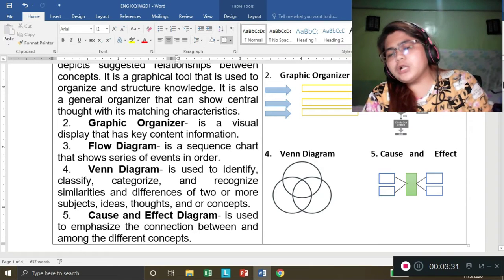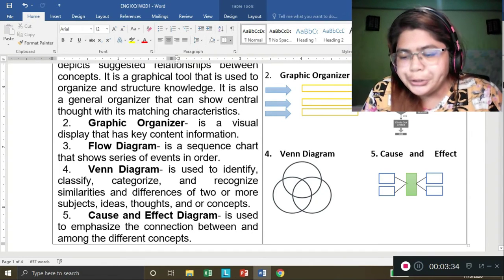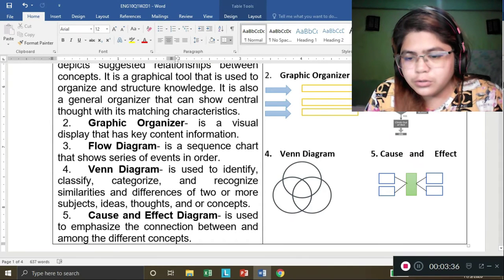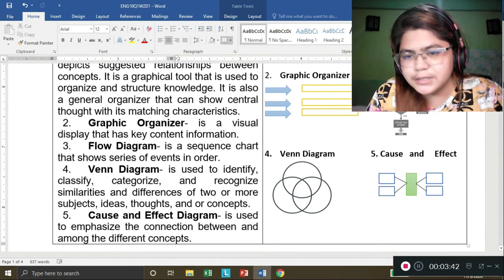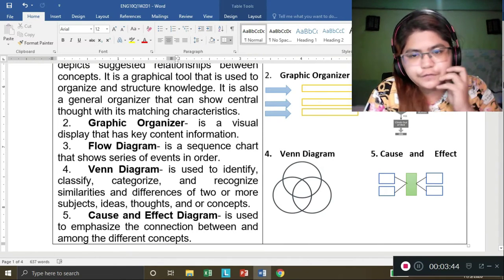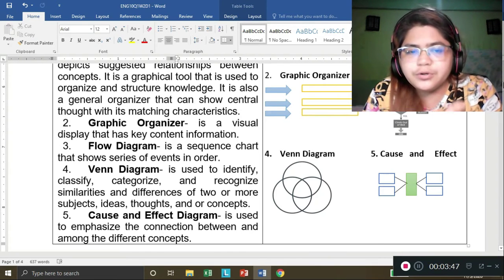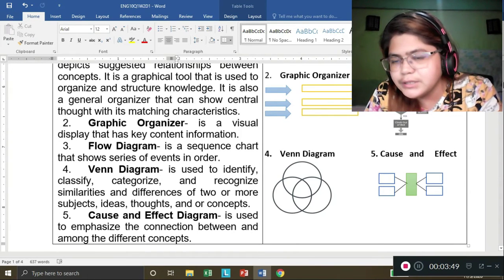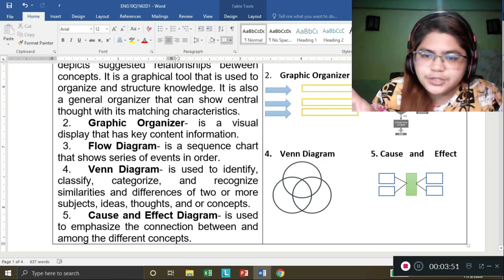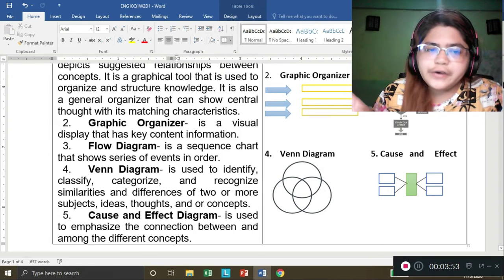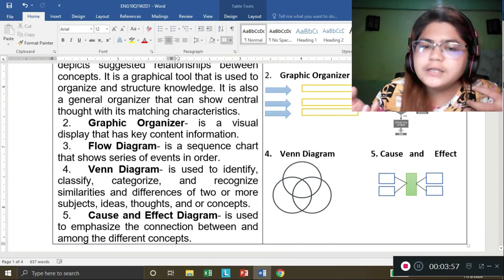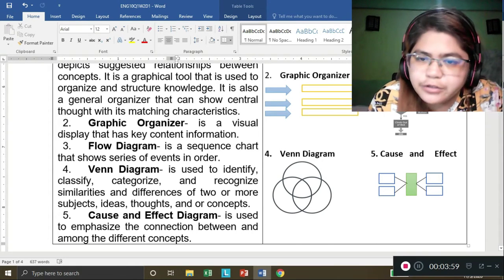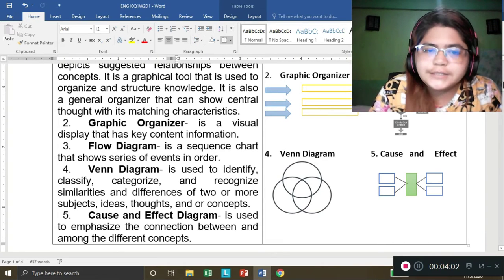For example, your favorite foods. What made you say that these two are your favorite foods? At the center part, you're going to write the similarities, and on both sides, you're going to write their differences. So, in this case, you are already creating a deeper understanding of that concept.